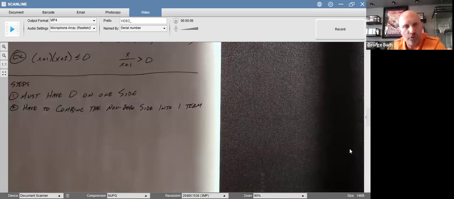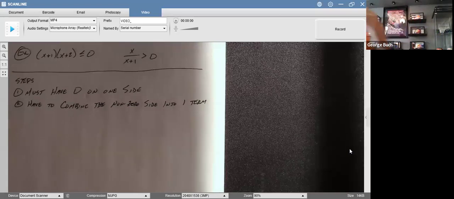Let me close those blinds real quick so that's not shining on the paper.